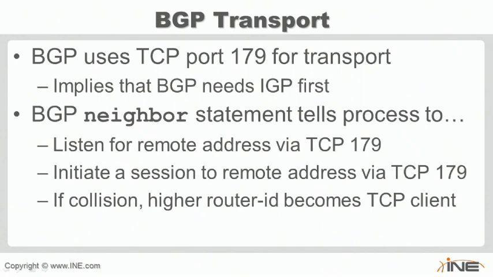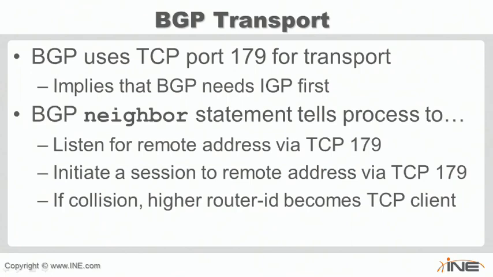Now again, the key point in our first step when we're defining the neighbors to actually establish the BGP peering is that this command has dual functionality. It means that we're going to start listening for a BGP connection to come from the remote address, and also that we are going to initiate a session that is going to the remote address. With these two attributes, both the TCP client and the TCP server have to agree on where the BGP session is going and where the BGP session is coming from.